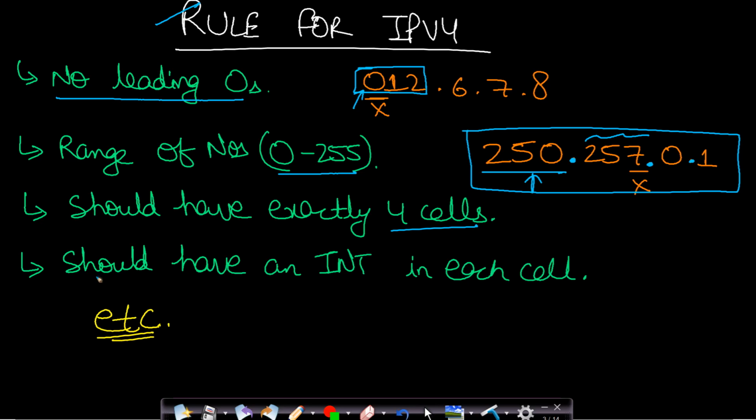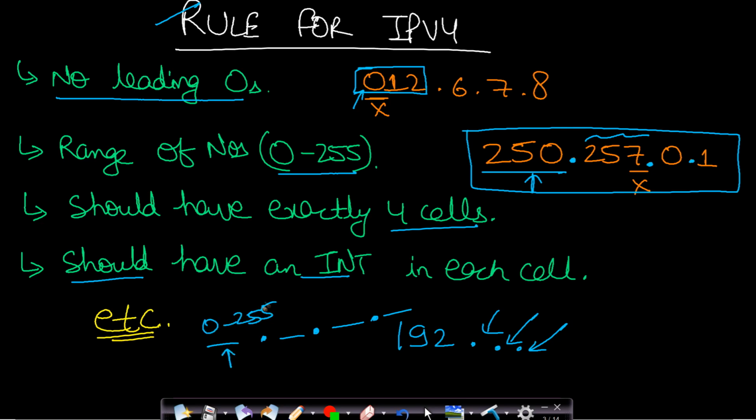Now the fourth condition says that an IPv4 address should have an integer in each of the cells. Like you cannot write something like this, 192 dot dot dot. This is not valid because between 2 dots there should be an integer. Between these 2 dots as well you should have an integer, and also at the last cell. So you will basically be having 4 cells and each of them will be separated by using a dot. Okay, and each of these cells must be containing an integer in the range of 0 to 255. So these are the rules for a valid IPv4 address.